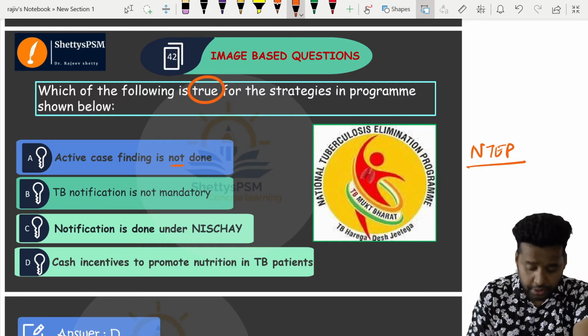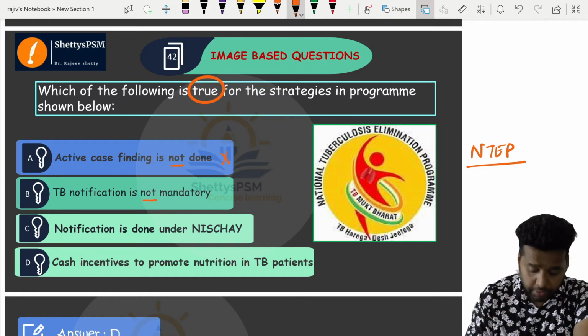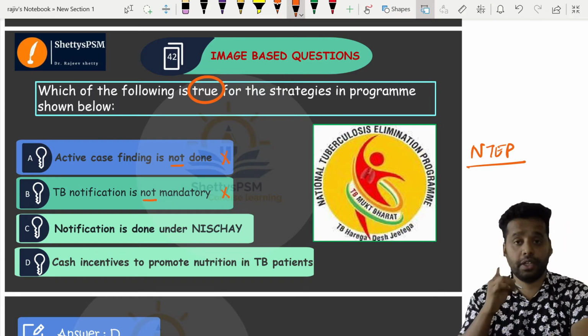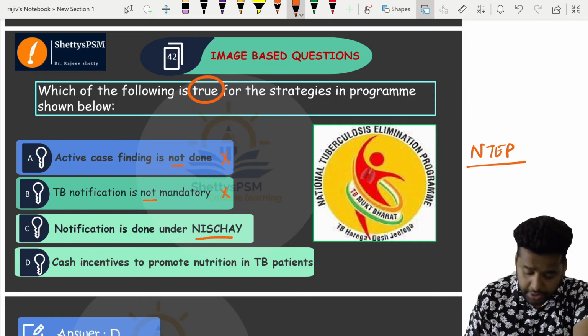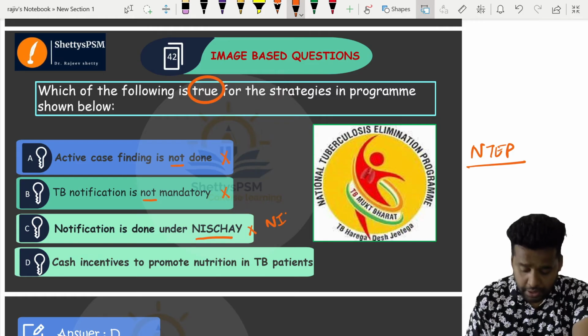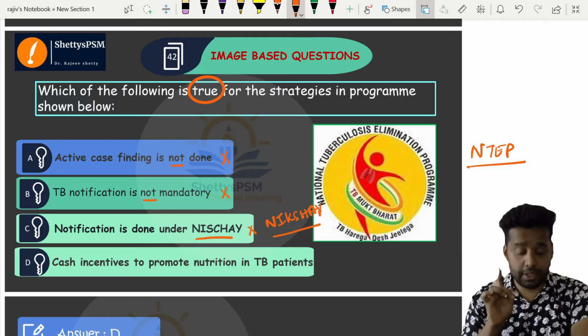Active case finding is not done? No, it is done in the vulnerable population. TB notification is mandatory. If they say not mandatory, no, it is mandatory. Notification is done under Nischay? No, it is Nikshay. Don't make a mistake. The website of TB is Nikshay, not Nischay.